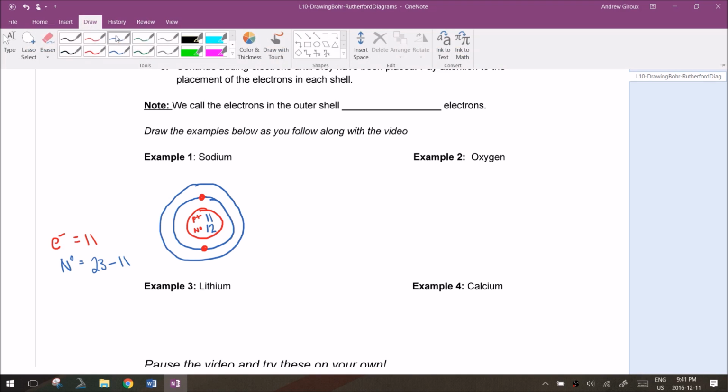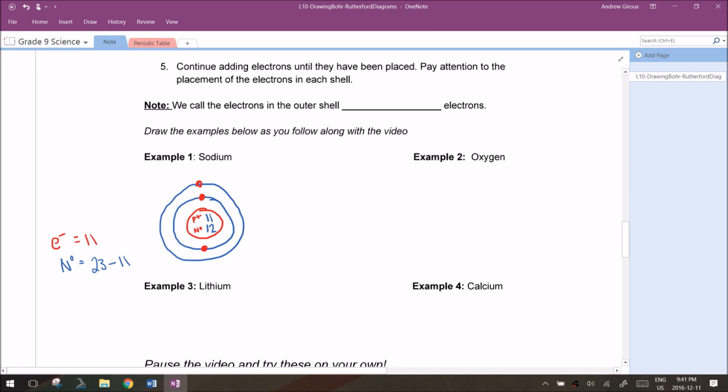Next orbit holds 8. 1, 2, 3, 4. So notice how I'm starting at the top and going clockwise around the circle. Once I've filled each of these positions, I can double them up. So there is 5, 6, 7, 8.